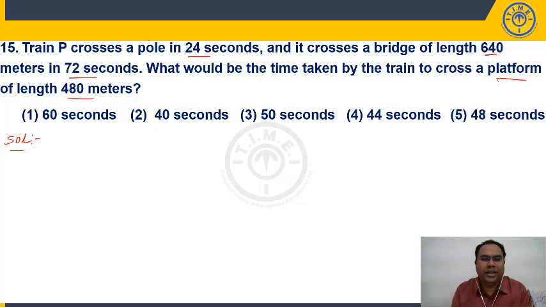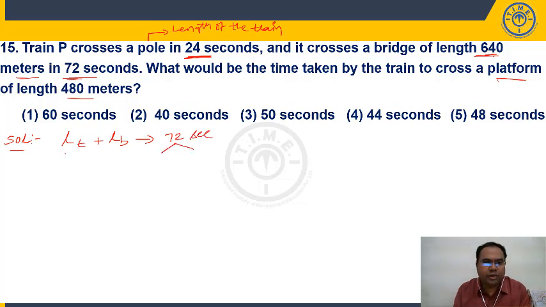Train is crossing a pole. When the train is crossing a pole, distance covered is nothing but the length of the train. To cover its own length, it is taking 24 seconds. When it is crossing a bridge of length 640 meters, it is taking 72 seconds. When a train is crossing a bridge, distance covered is length of train plus length of bridge. How many seconds? 72 seconds. Now, to cover its own length, it is taking 24 seconds. So, obviously, the remaining 48 seconds it is taking to cross the bridge. Are all of you with me, following?